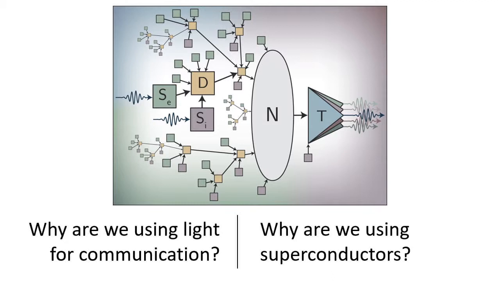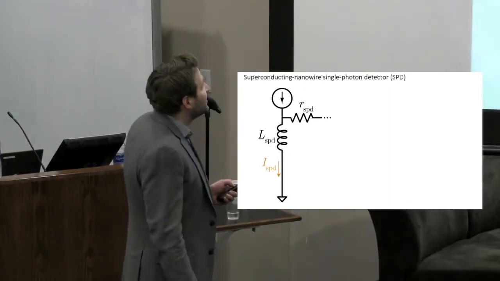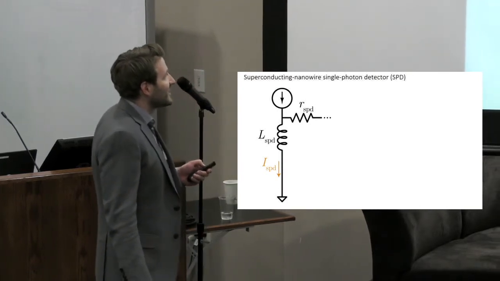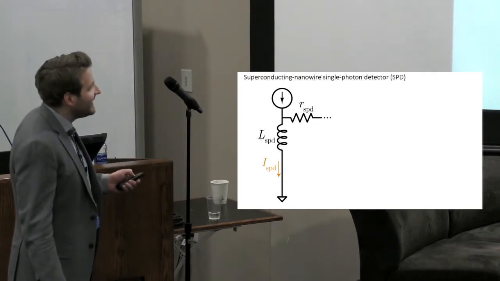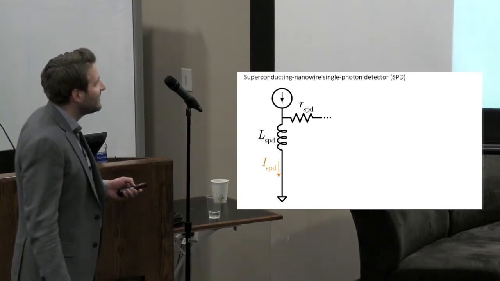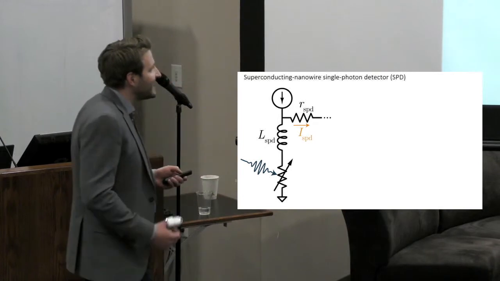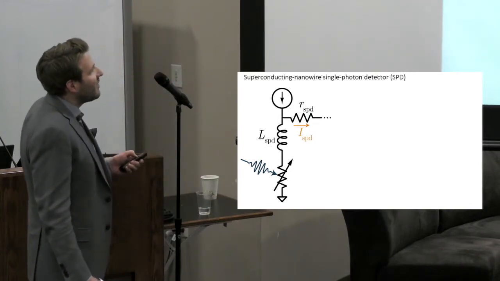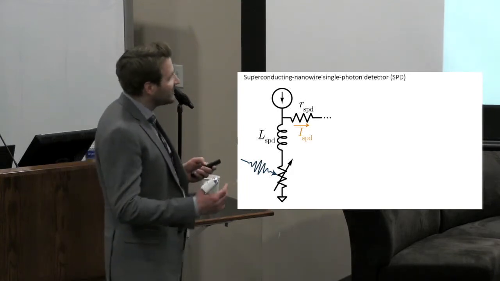OK, so that's a crash course in why we're using light for communication, but I haven't said really too much about why superconductors. So let's talk about the first part of that, the detectors. Here's a superconducting nanowire single photon detector, which I'll refer to as an SPD in this talk. When this detector is in the superconducting state, this is a resistanceless path to ground, so current flows straight from the source to ground. When a photon comes in, it disrupts superconductivity, causing a small resistive section, and that diverts the current that was flowing through this nanowire across some load, our SPD here. That's your photon detection event.